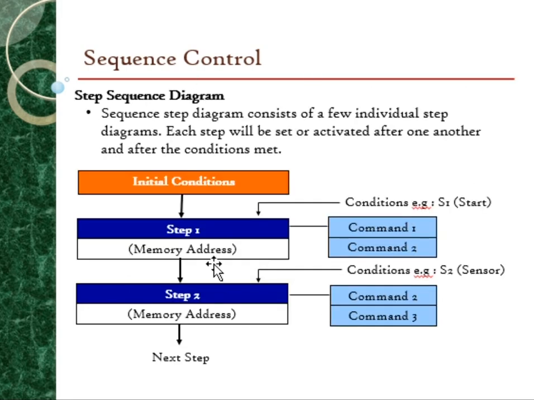This is the step sequence diagram, which consists of a few individual steps. Each of the steps will be set or activated one after another and after the conditions are met. So you have initial conditions here, and then you have a step here. In step one, it will start the process by looking at the conditions, for example the button or sensors. And then in this step one, what are the commands to be met at this step? Is it going to light a bulb, or turn on a buzzer? Those are the type of commands, or normally we call it an output.